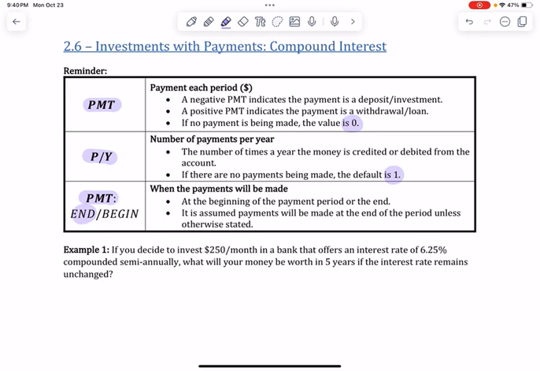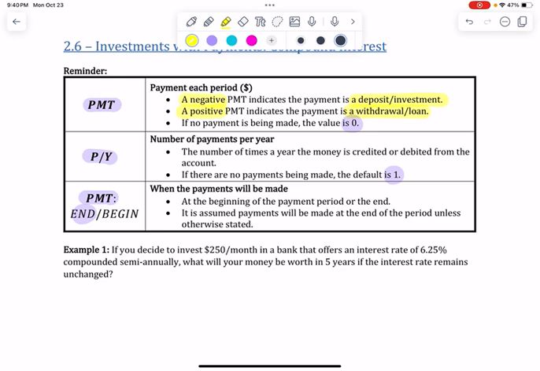Remember that PMT acts in the same way, sign-wise, positive or negative, as our PV value does. So if I have some sort of deposit or investment, I'm going to have a negative value for my PMT. And if I have some sort of withdrawal or loan, I'm going to have a positive value for my PMT. My number of payments per year will be indicated in the question, but similar to compound periods per year, that might not be indicated clearly as a number, but rather some sort of frequency like monthly or annually or semi-annually or bi-weekly, etc., which I will then translate into a number.